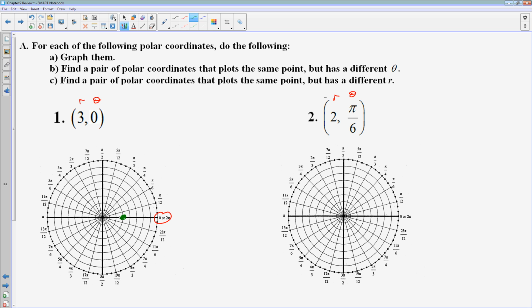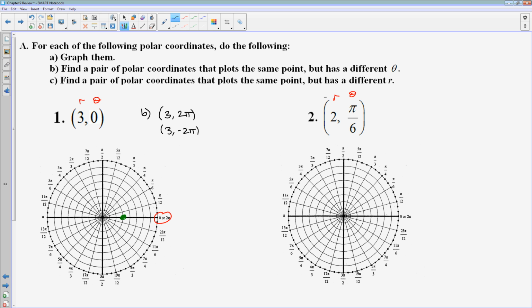Now this one's kind of an interesting one, because both of the angles are actually labeled right here. You have 0 or 2 pi. So part B on number 1 is actually going to be kind of easy because the angle 0 radians is the same as the angle 2 pi radians. So that would be a polar coordinate that has a different angle. You could also do 3 and negative 2 pi. That would actually go all the way around the circle in the opposite direction. Instead of going all the way around counterclockwise, if we went around clockwise, that would be a negative 2 pi angle.